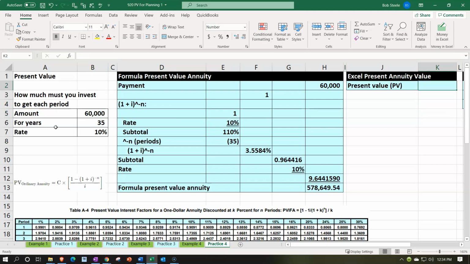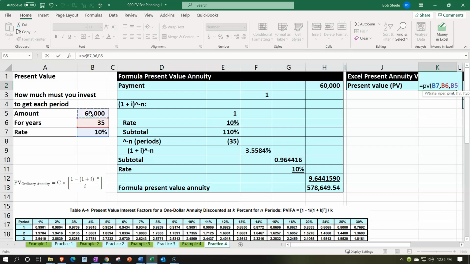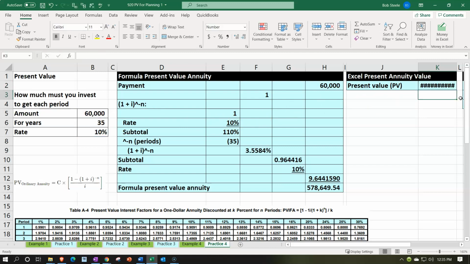Equals, this is the easy way to do it, equals present value, brackets. We're going to pick up the rate. This is a yearly rate, the 10%, comma, number of periods, 35. This is just like a non-annuity kind of present value thing. But now, comma, we're picking up the payments, which are 60,000, which is like an annuity thing, because it would be 0 if it were not an annuity. And then we would do the future value if it was like a thing of 1 instead of an annuity. But it's an annuity, so we're picking that up. And there we have it.